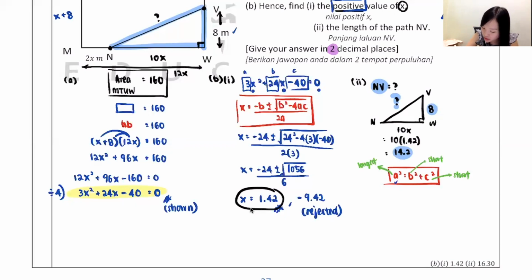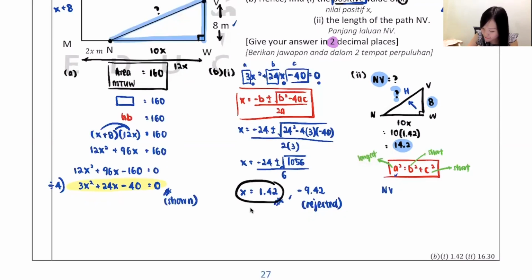So the long one is always opposite the 90-degree angle, called the hypotenuse. That is always the long one. So the long one is NV square. The B is one side, 14.2 square, plus another side, 8 square. So just press the calculator, you should be able to get the answer. So 14.2 square plus 8 square. Got that? Never mind, I write for you: 265.64. Then square root it.